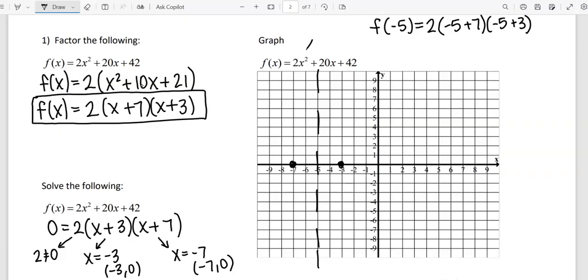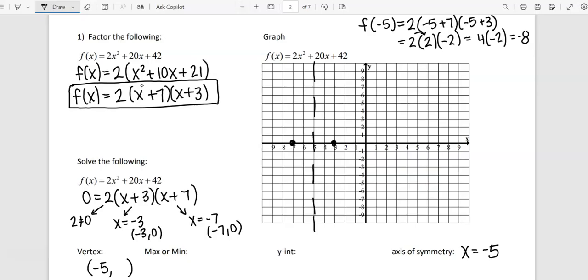Some of us, when we plug it into the original, might have trouble with that square right there. And if you multiply 20 and 5, it's going to get kind of big. So if you struggle with higher multiples or squaring things, you might just plug it into factored form. 2 is going to stay. What's negative 5 plus 7? 2. What's negative 5 plus 3? Negative 2. What's 2 times 2? 4 times a negative 2? Negative 8. And that gives you the y of your vertex. So when you get that, you can write your vertex, and you can graph it on your graph.